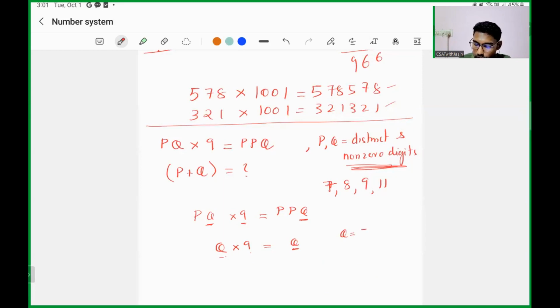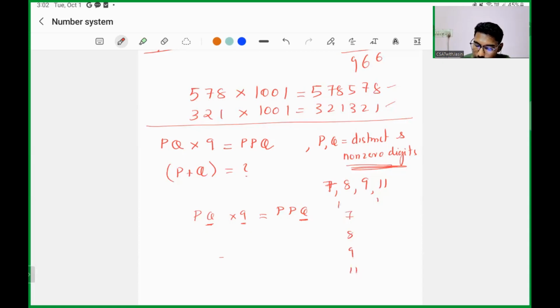5, right? Because 5 into 9, what will you get? 5 into 9 is 45. So it is ending in 5 itself. So here it's 5, here also 5. So q will be equal to 5. Now if q is equal to 5, our options are 7, 8, 9 and 11, right?